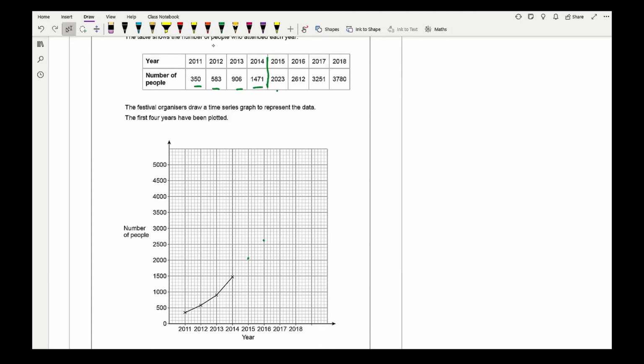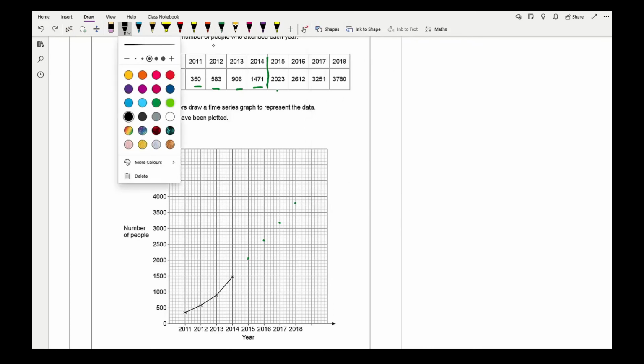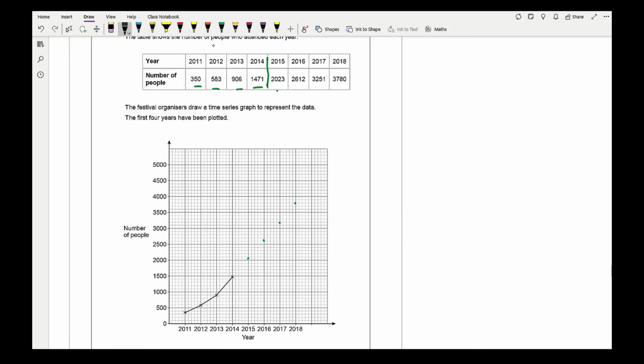Then 3251, so 2 up from there. And then finally 3780, which is close to 3800, which is about there. And then all I then need to do is join the points up with straight lines. Now I'm going to draw this freestyle just to save a bit of time, but I strongly recommend that you use a ruler.